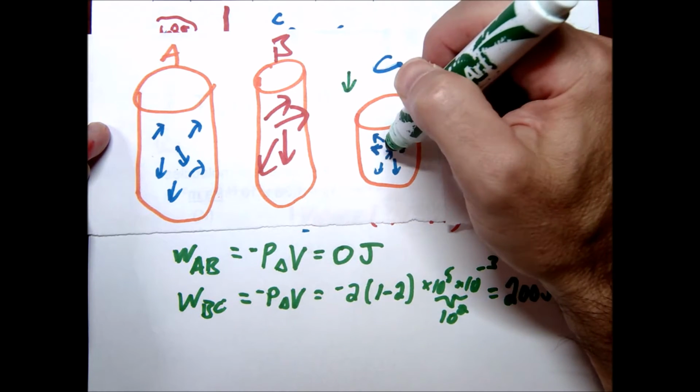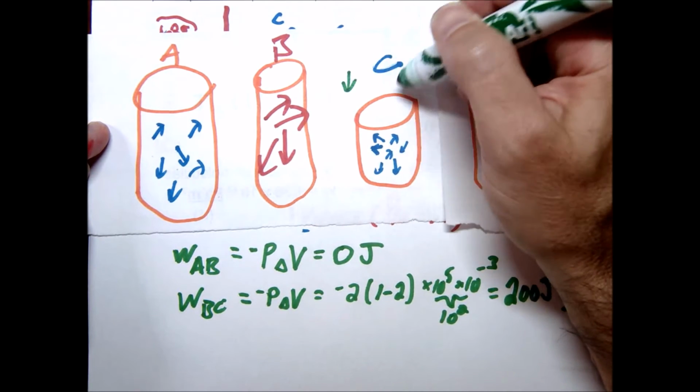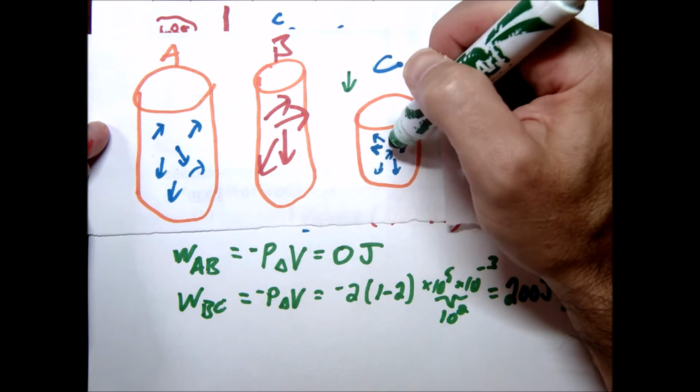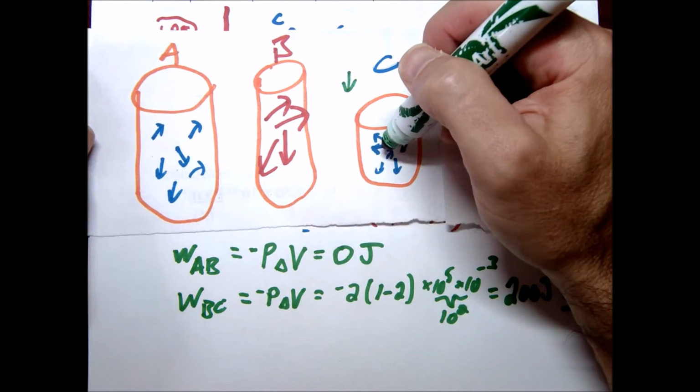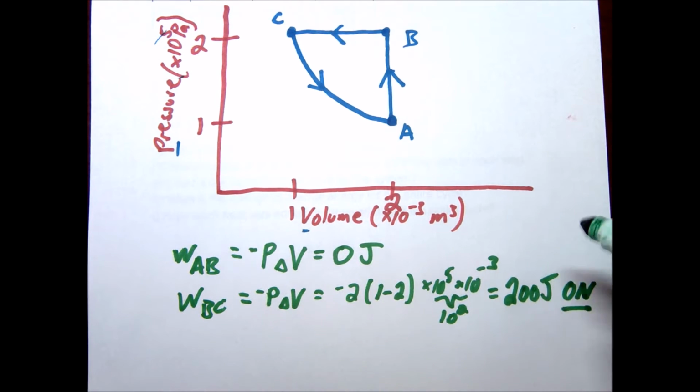So work is being done on the atoms here. Something from the outside, the atmosphere, for example, is pushing it down. Work is being done on the atoms, and therefore there's going to be an increase of energy whenever work is done on something. That's why we have a positive number. Just get in the habit of figuring out, is it on or is it by, and not worry too much about the positive and negative.